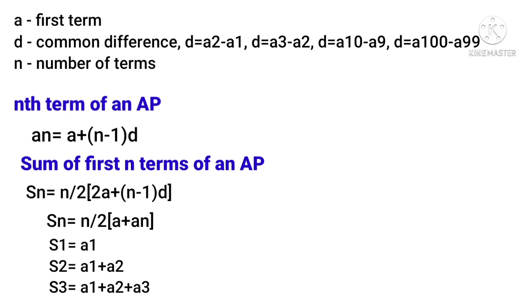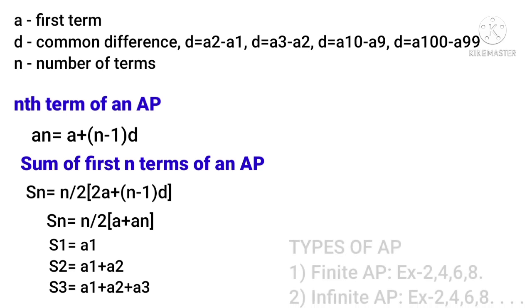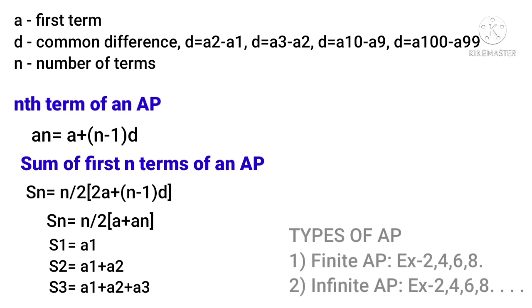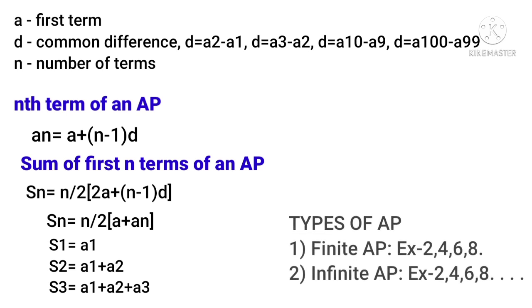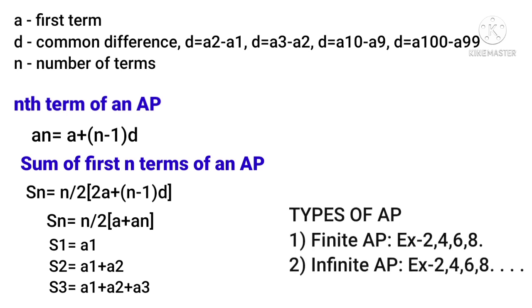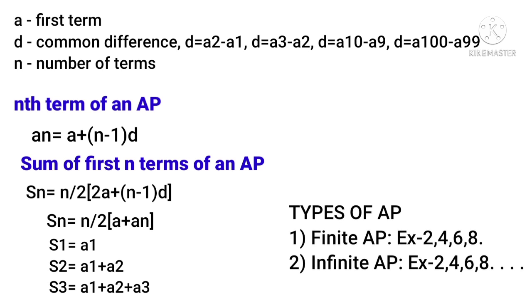The last concept of this chapter is types of AP. The AP has been classified into two types. One is finite AP and the second one is infinite AP. The finite AP is the one which consists of a finite number of terms. For example, 2, 4, 6, 8. A finite AP always ends with a full stop.